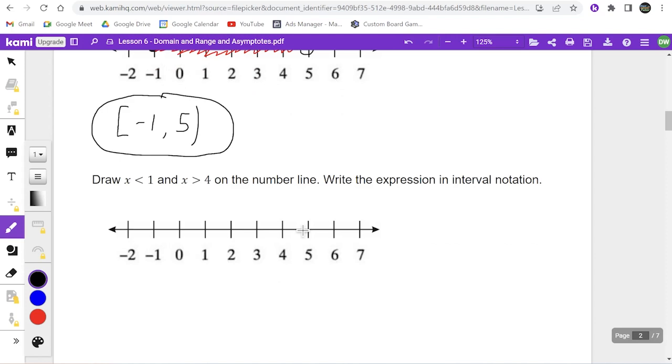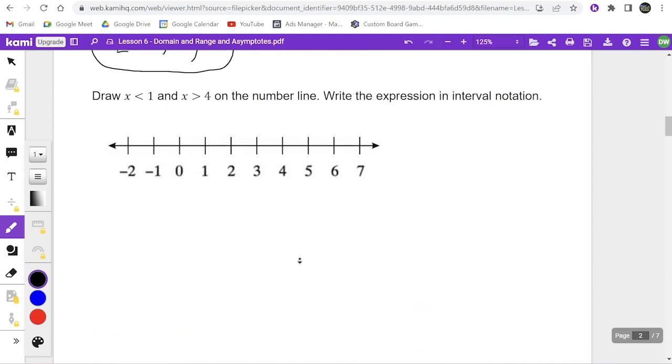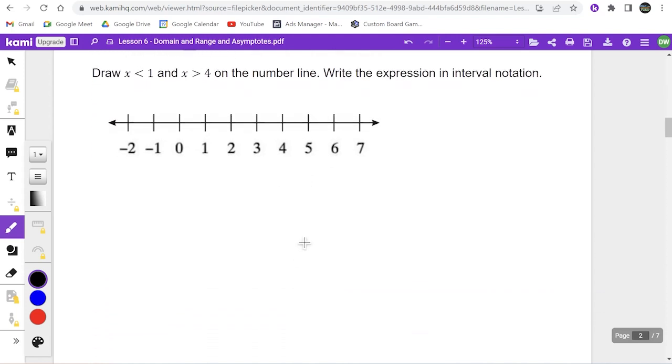Okay, now the next one. Draw x is less than 1 and x is greater than 4 on the number line. Write the expression in interval notation. So this one, you see it's going to be an open circle at 1 and an open circle at 4. If I want to say x is less than 1, that's this region to the left. And if I want to say x is greater than 4, that's this region to the right. Which means I include everything but the middle this time. How am I going to represent this in interval notation?